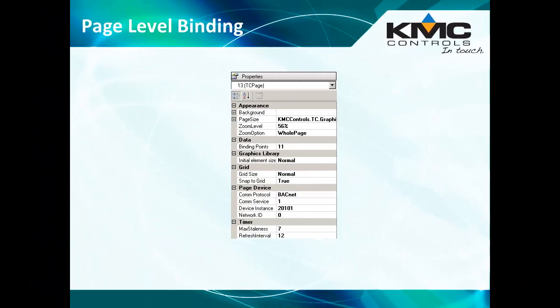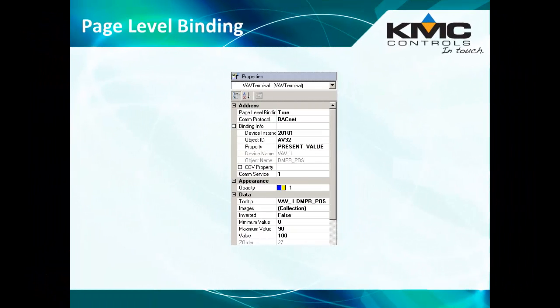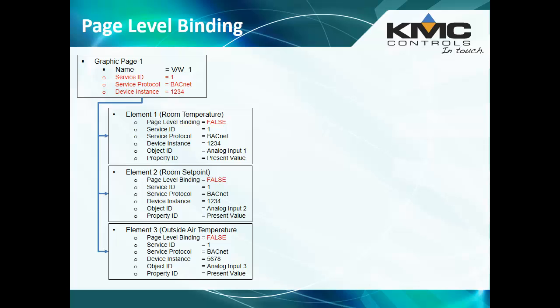The new page level binding feature changes this process by adding 2 things. First, it adds the page device properties to the graphic page itself that include the service ID, service protocol, and device instance. Second, it adds a property to every bindable element named page level binding, which is either true or false. Now, although the content of the pages in a linked copy group is identical, the only thing that differs between the linked copies is the page level binding information.